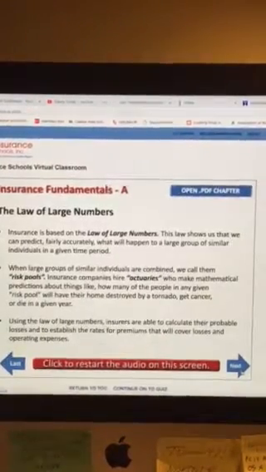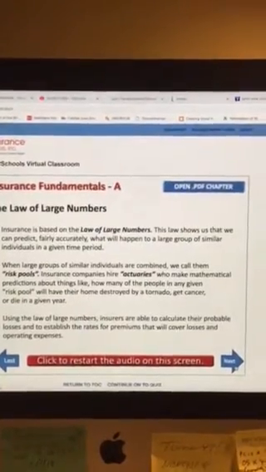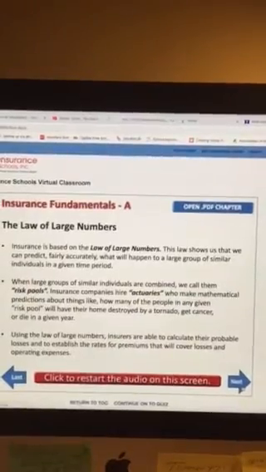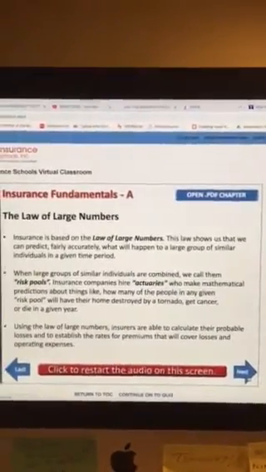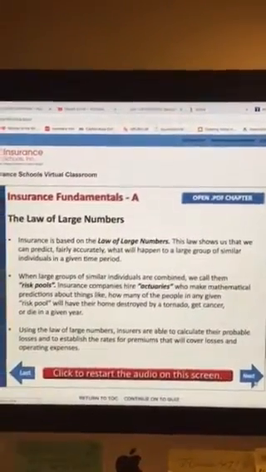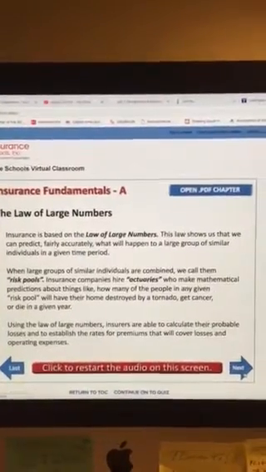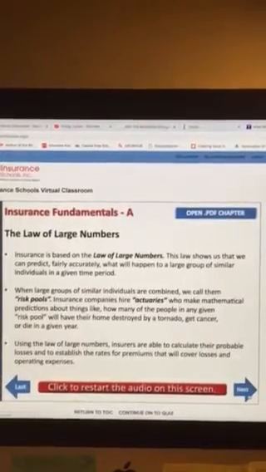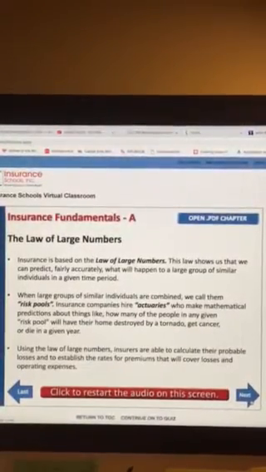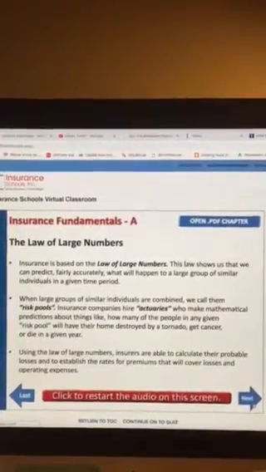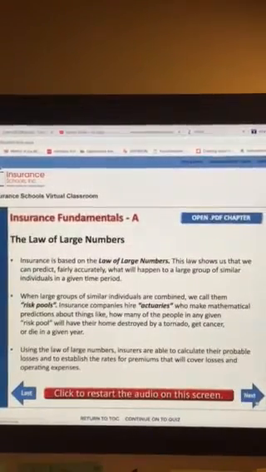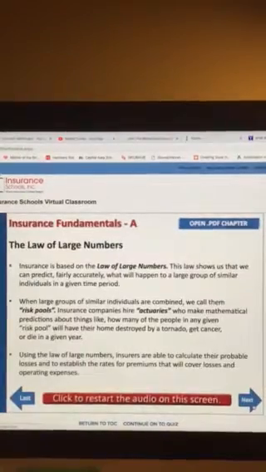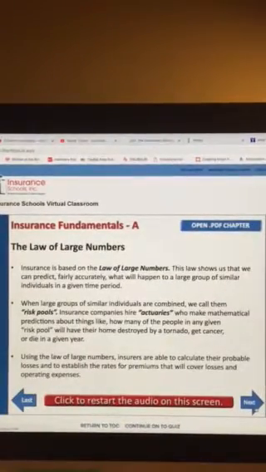Insurance is based on the law of large numbers, and you will see this phrase listed on your state licensing exam outlines. This law shows us that we can predict, fairly accurately, what will happen to a large group of similar individuals in a given time period. When large groups of similar individuals are combined, we call them risk pools. Insurance companies hire actuaries who make mathematical predictions about things like how many of the people in any given risk pool will have their home destroyed by a tornado, get cancer, or die in a given year.